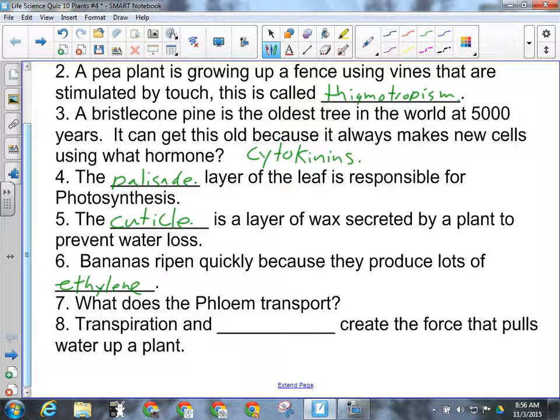Hey, what does the phloem transport? Sugar. And transpiration and what create the force that pulls water up a plant? Osmosis. All right, that's the last quiz you'll have in this unit because you have a unit exam on Monday. All right, mark out at 8. Let them see it. Put it in the box.